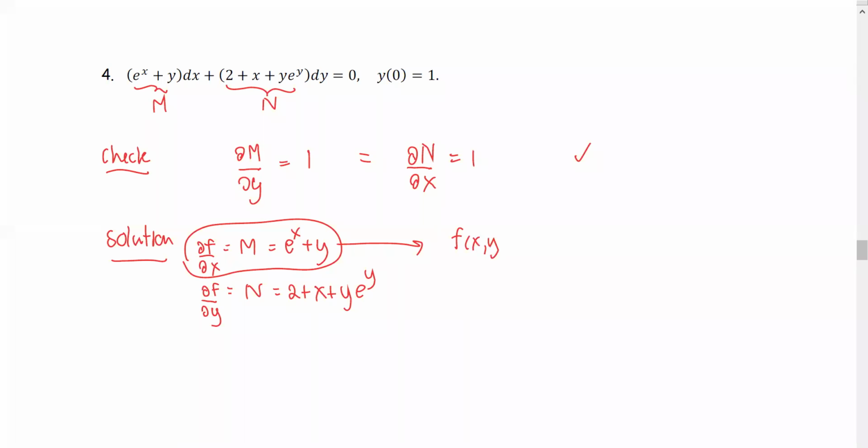So f(x,y), or the solution, is obtained by integrating M, e to the x plus y, with respect to x, and then adding a function in terms of y as the constant of integration. So our solution f(x,y) is e to the x plus x times y plus g of y.